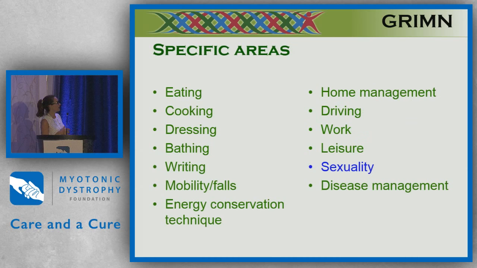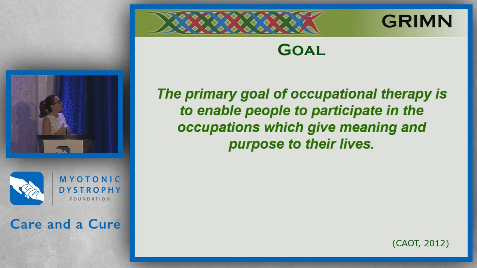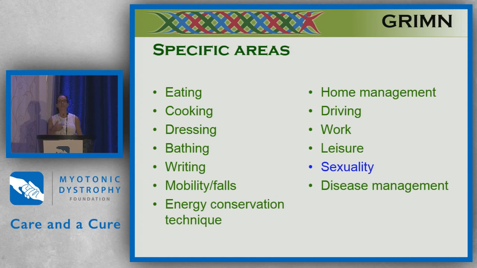So there you go. The primary goal of OT is really to enable or help people optimize their social participation in daily living. And what does that mean? It's in specific areas like eating, cooking, bathing, dressing, writing, preventing mobility problems and falls, home management, driving, work, leisure, and sexuality. Sexuality was addressed yesterday in another session.